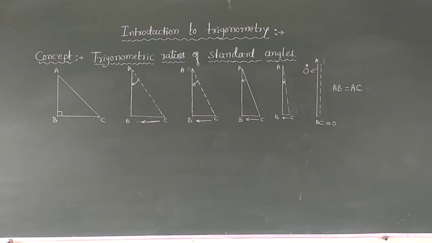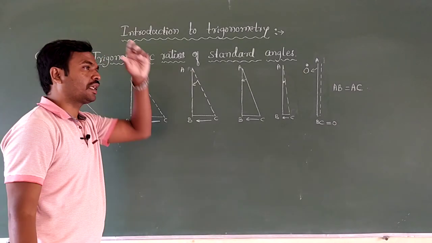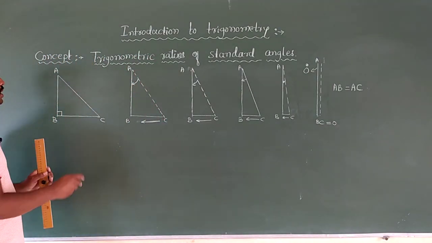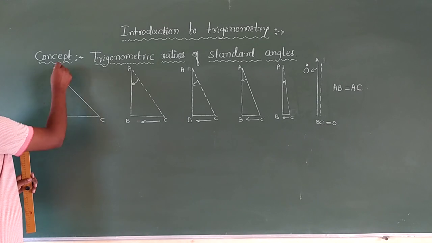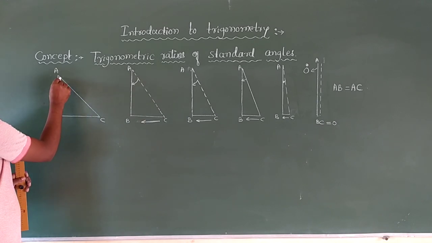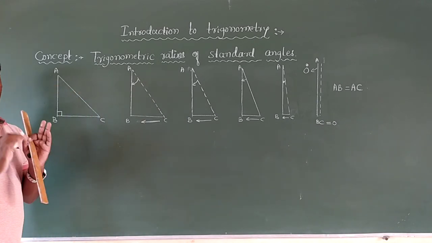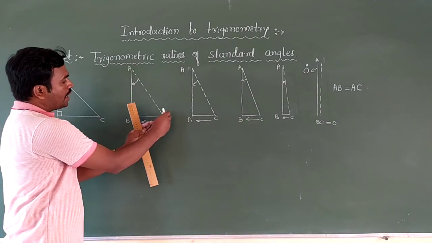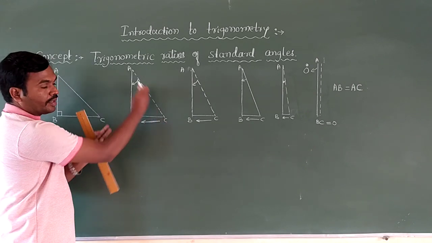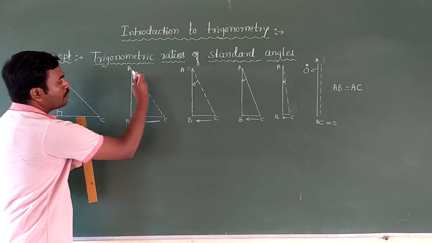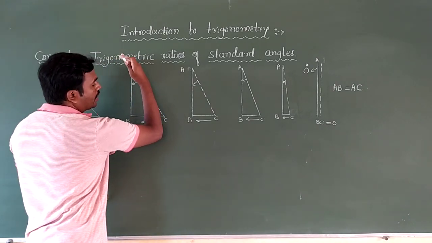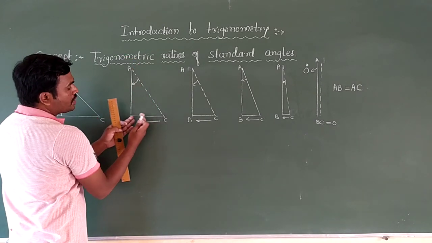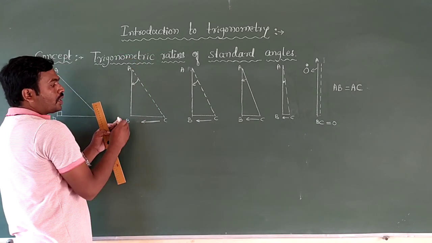Okay children, let us understand the 0 degree here. It is not possible to identify the 0 degree in the right angle triangle, so here is a small trick. I have taken the right angle triangle ABC, and I am making angle A equal to 0. How am I making angle A equal to 0? By moving the AC side towards B. If I take this side like this, it comes closer and coincides with this one.